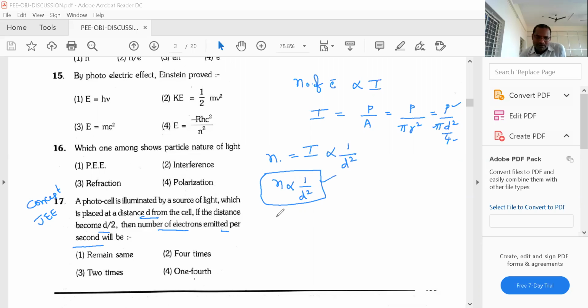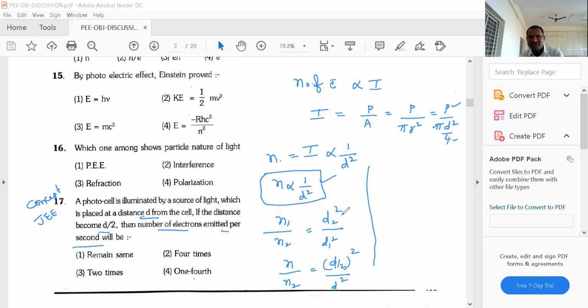Now, what is n1 by n2? n1 by n2 will become d2 square upon d1 square, we can write. n1 is n, you take, and n2 is n2 only, because a photocell is illuminated by a source of light placed at a distance of d from a cell. If the distance becomes d by 2, the number of photoelectrons emitted per second will become? So initially n photons are there at a distance of d, and at a distance of d by 2, how many photoelectrons will be emitted?